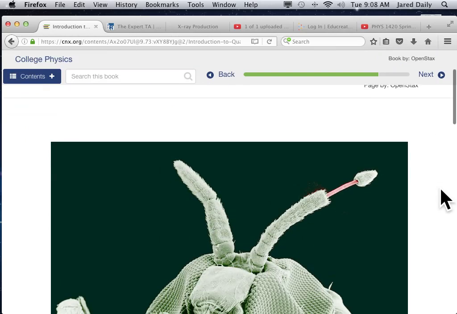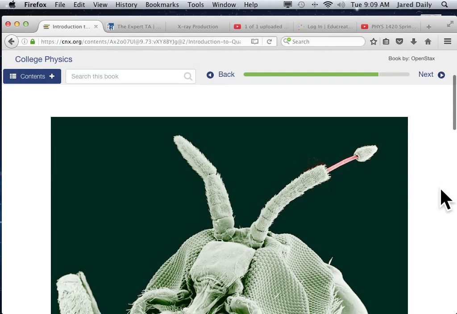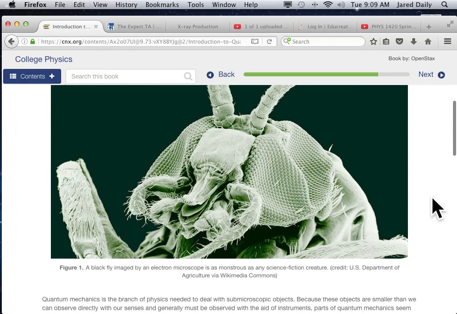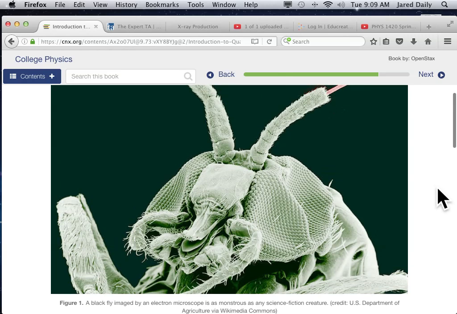They start off this chapter with this picture of a fly. What is this? A black fly, just your standard black fly, imaged by what we call an electron microscope. This is probably a scanning electron microscope image. And you can see the incredible detail, the incredible resolution that you get using an electron microscope. But what is an electron microscope?